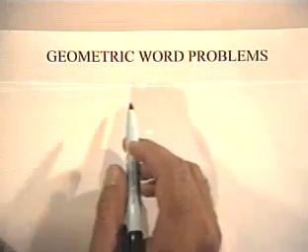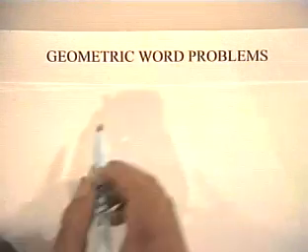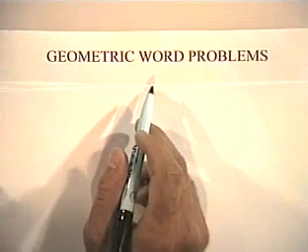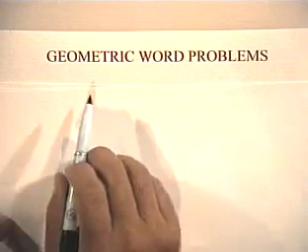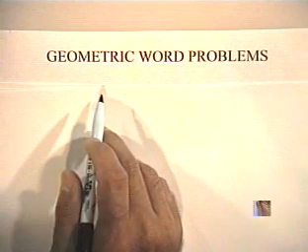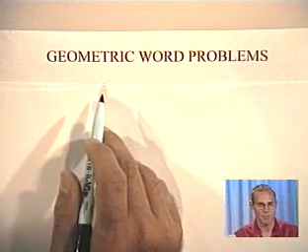Geometric word problems. In the next few lectures, we're going to be talking about applied word problems. The first word problem that we're going to deal with is a geometric word problem. Now, a geometric word problem is simply a story problem that involves some type of geometry, either a circle or a rectangle, a square, something geometric, something that we can draw.